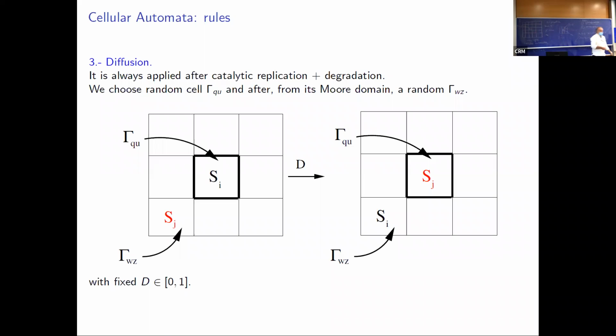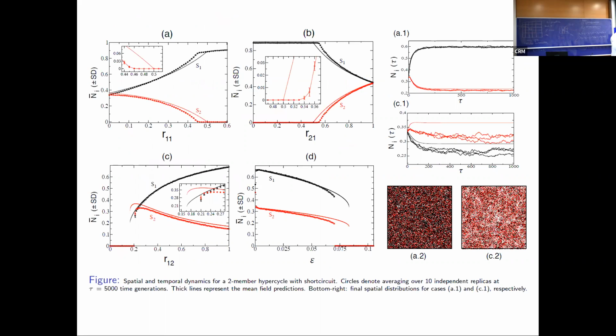And then you compare with the mean field approach. And the idea is, are they similar? And the answer is yes. So here you can compare. Dots are the computations done by the cellular automaton.